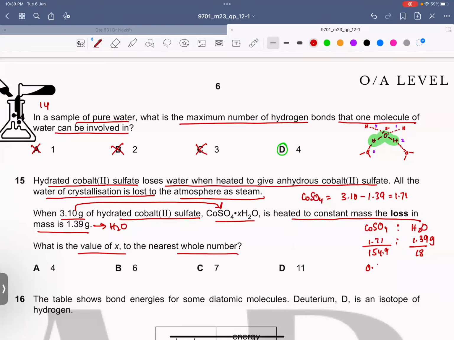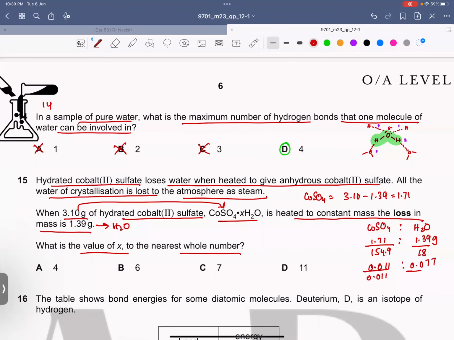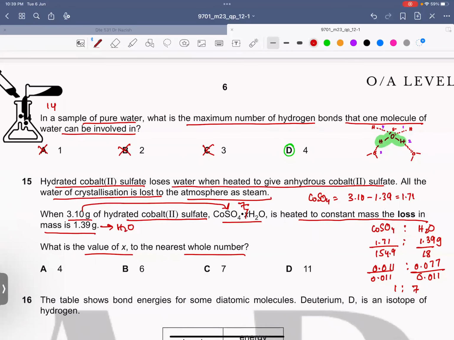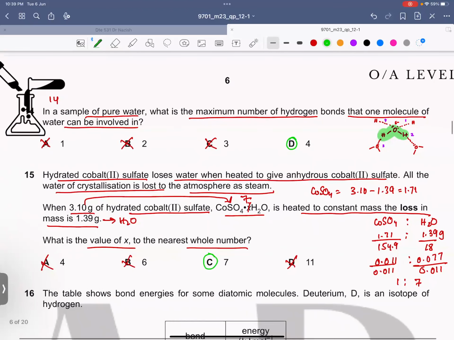Okay, so it is 0.011 and it is 1.39 over 18. What is the answer? Zero point zero seven seven. So the lower value is 0.011. So you divide by 0.011 for both and you will get 1:7. So it means the value of x over here is 7. So A, B, and D are wrong, and C is the correct answer. Okay, is this clear to everyone?